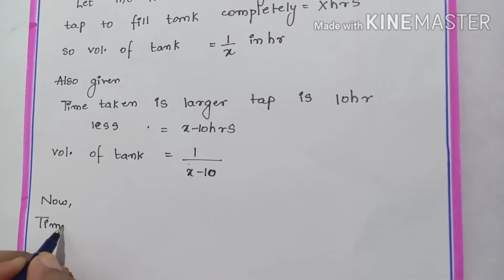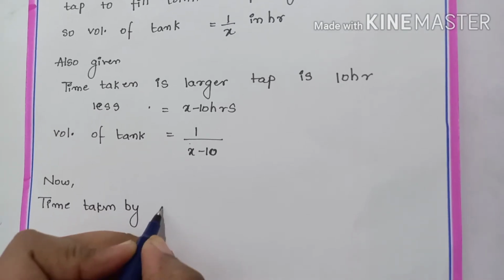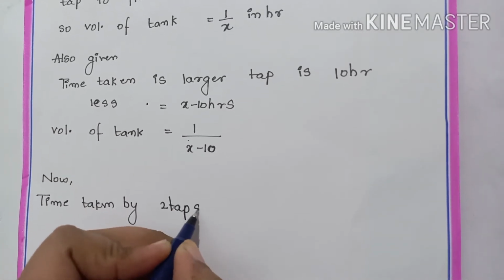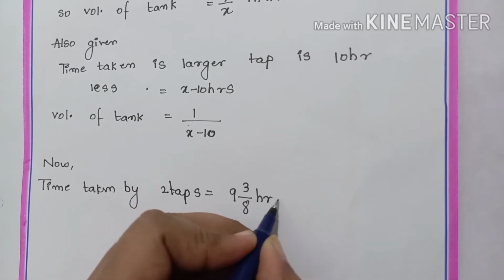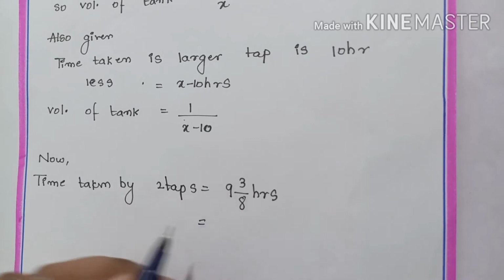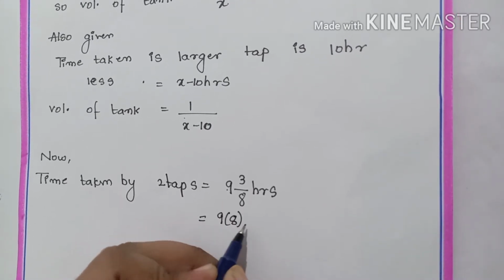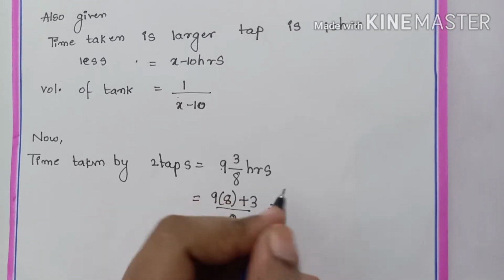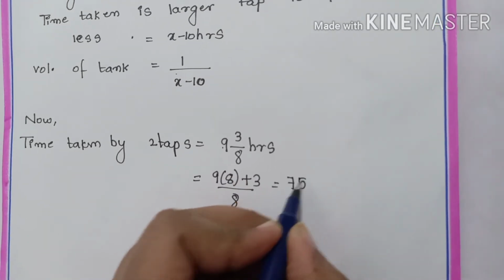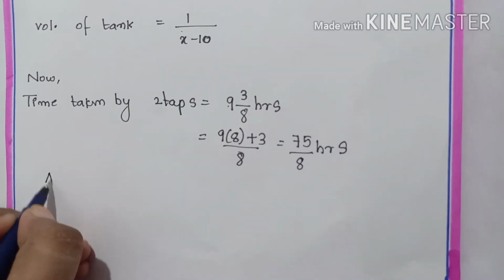Now the time taken by the two taps together is given as 9 3 by 8 hours, which is a mixed fraction. Now changing it to an improper fraction, 9 into 8 plus 3 by 8, which is 75 by 8 hours.